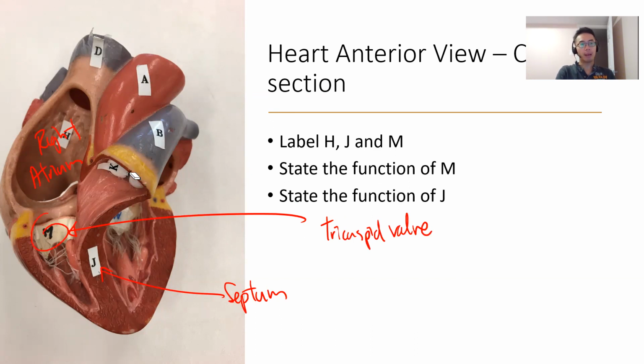So the function of M, the tricuspid valve, is to prevent backflow to the right atrium. And the septum, as I mentioned earlier, separates the right side of the heart and the left side of the heart, so there is no mixing of blood, right? Remember, the right side is oxygen poor, the left side is oxygen rich. We do not want to mix them up.